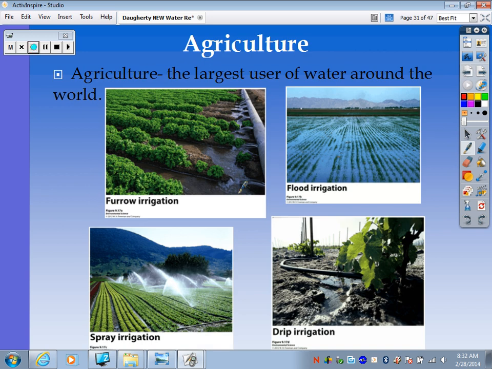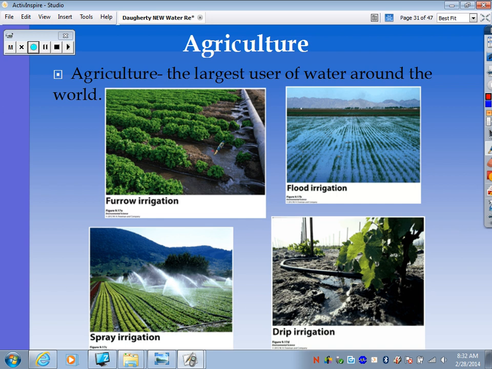Okay, so that's the furrow irrigation we talked about, where you've got these trenches that you flood. Here's the flood irrigation, where you flood the whole field. Here's the spray irrigation, which we said is a little bit more efficient than these. And then the most efficient is drip irrigation, with these hoses that slowly trickle water onto your crops.